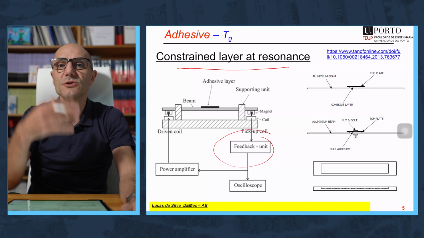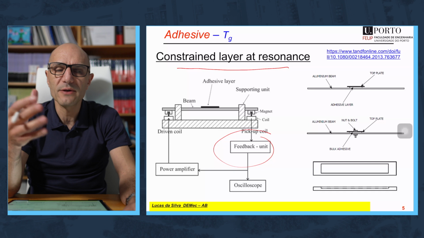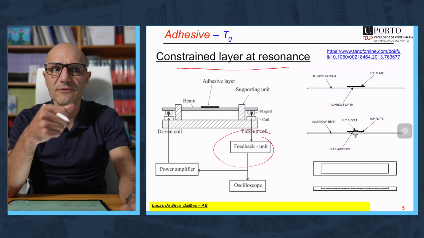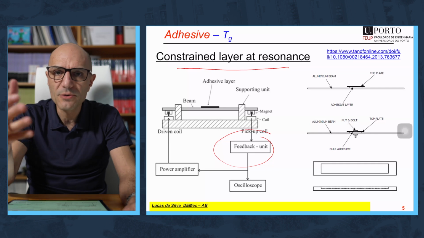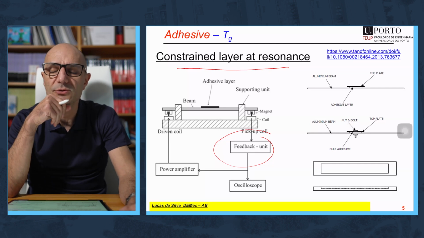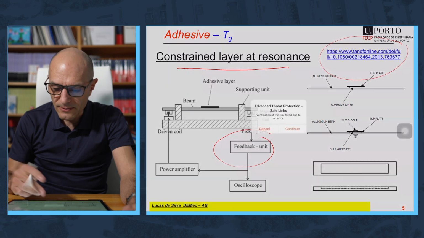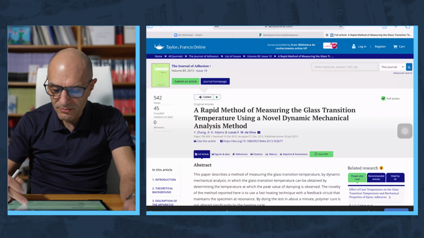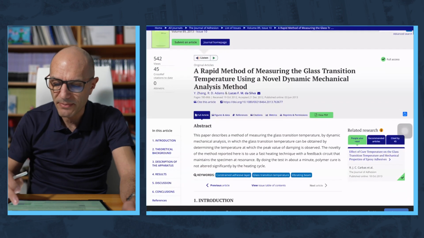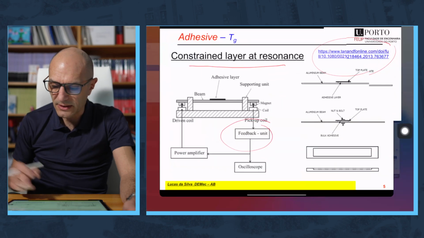That means you don't change the state of the adhesive. For example, imagine you want to assess the effect of water. This will not dry the adhesive. Or imagine you want to assess the TG of a partially cured adhesive. This will not also affect the state of the adhesive. There is a link here that we can open where we have a full description of this apparatus. I'll let you read this in more detail if you are interested.